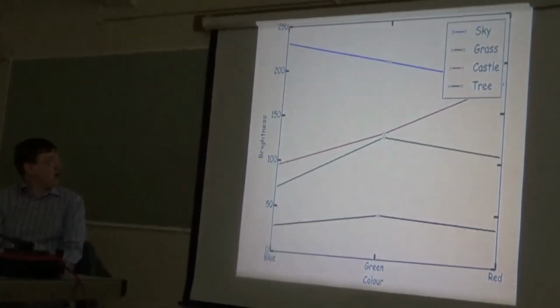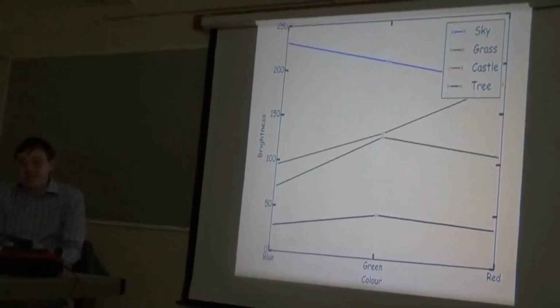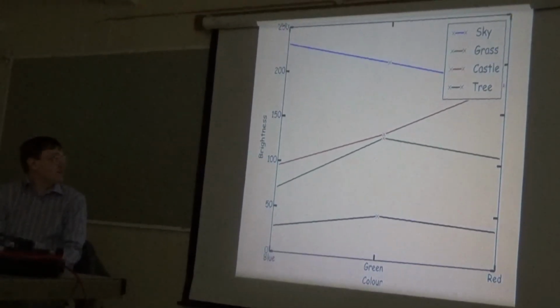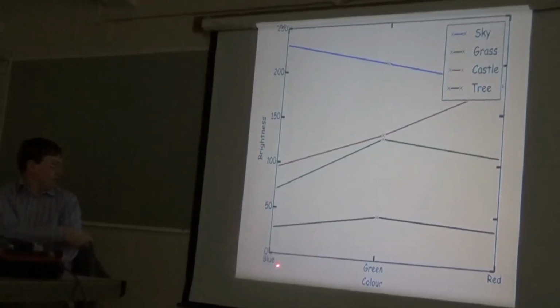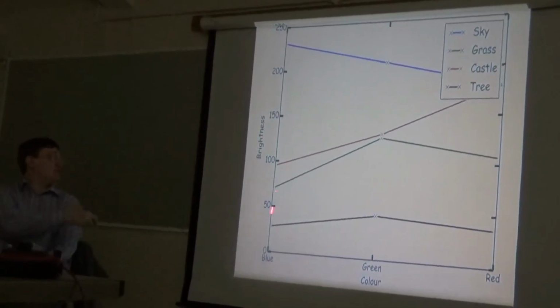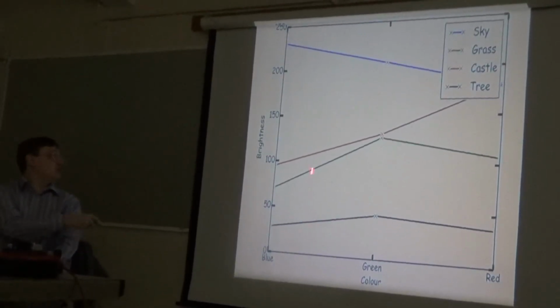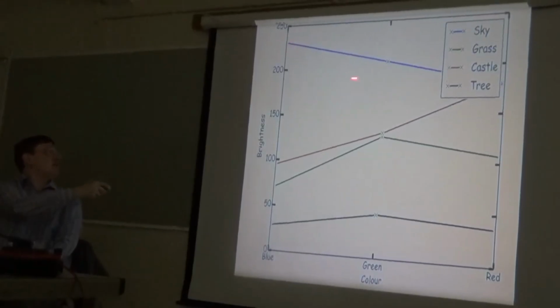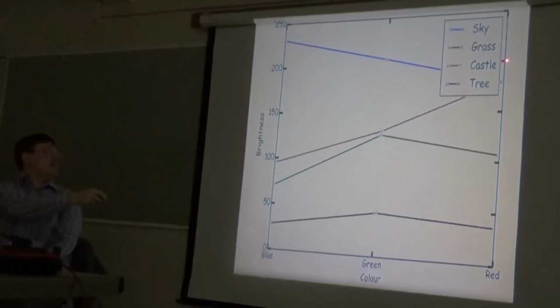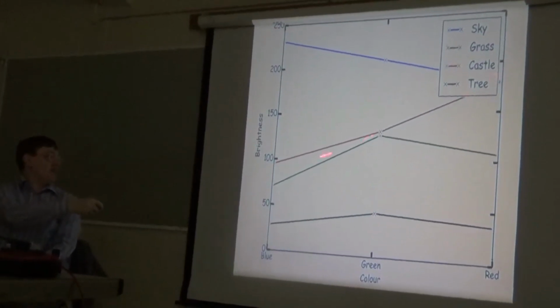So this is a graph of four different things that you find in the image: sky, grass, castle and tree. And what we're doing at the bottom here, we've got blue, green and red, and we're just plotting the numbers that are recorded on the digital camera for each of these colours. So you can see the sky has lots of blue, some green and not much red. The castle is kind of opposite, not much blue but lots of red.